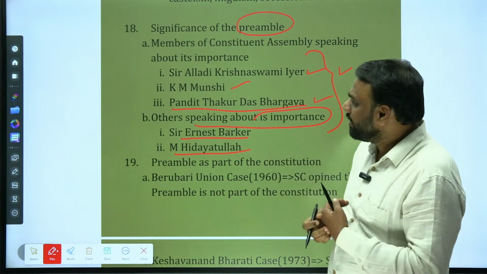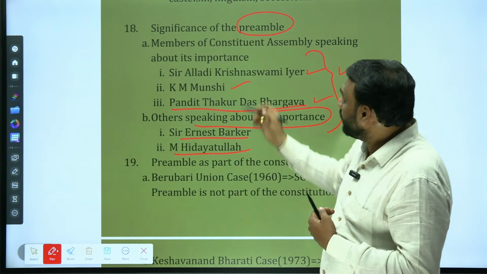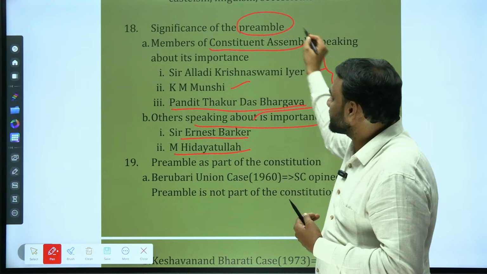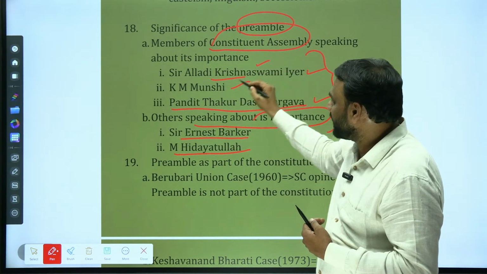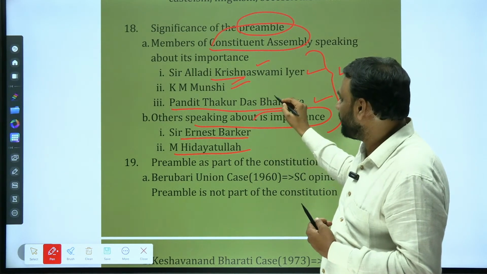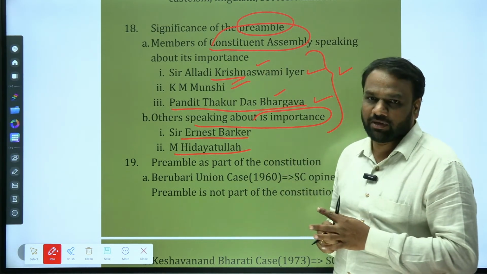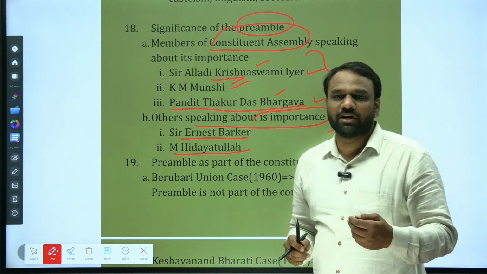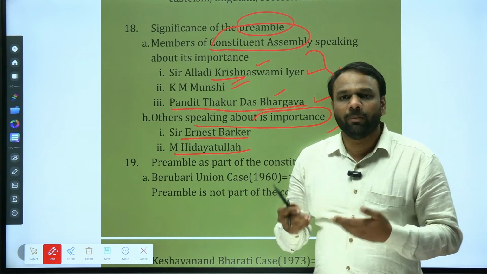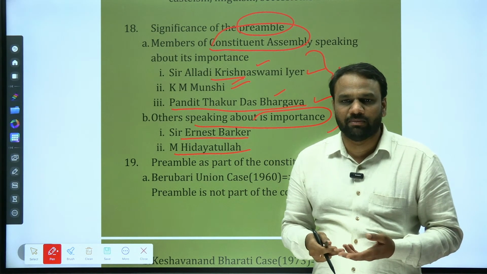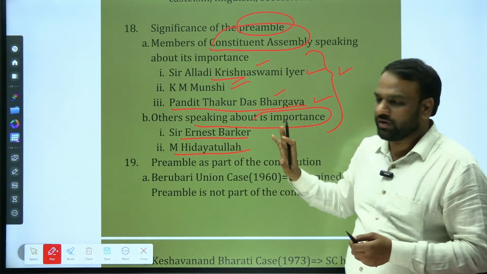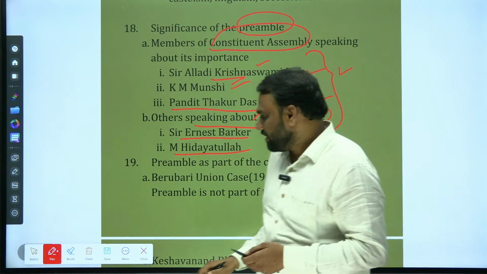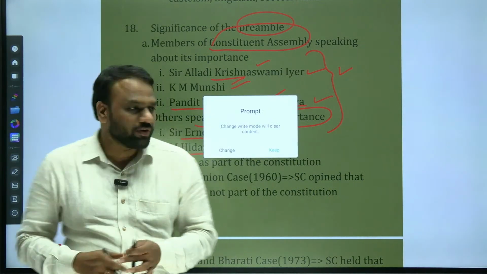But from here, what we come to know is who the members of the Constituent Assembly were. Sir Alladi Krishnaswamy Iyer, K.M. Munshi and Pandit Thakurdas Bhargava were members of the Constituent Assembly. In recent prelims, questions do appear asking which among the following were members of the Constituent Assembly. To address such questions, this information would help us.